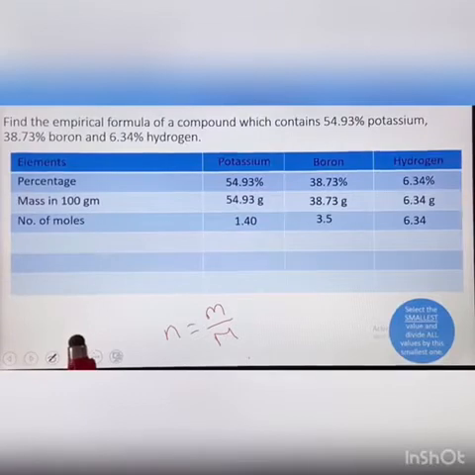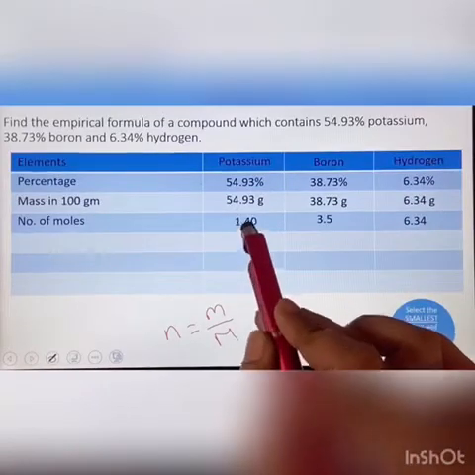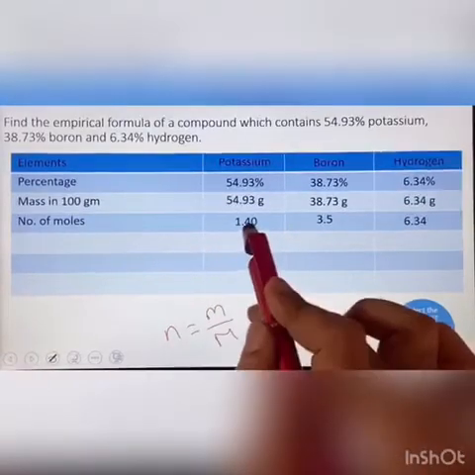Okay, what is the next thing that I do after finding the number of moles? Yes, you select the smallest value and divide all the values by this small one. So out of these values, the smallest is 1.40. You are now supposed to divide all these values with 1.40, including this value.